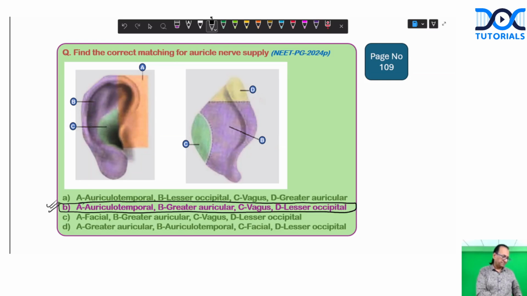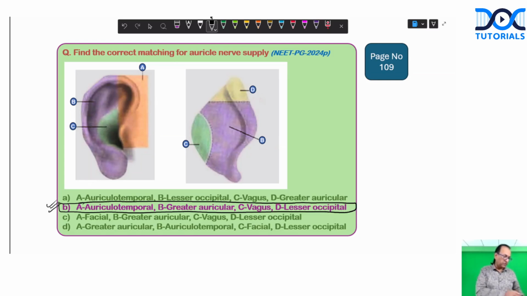Anterior and superior. Okay. Facial nervus intermedius. Right.